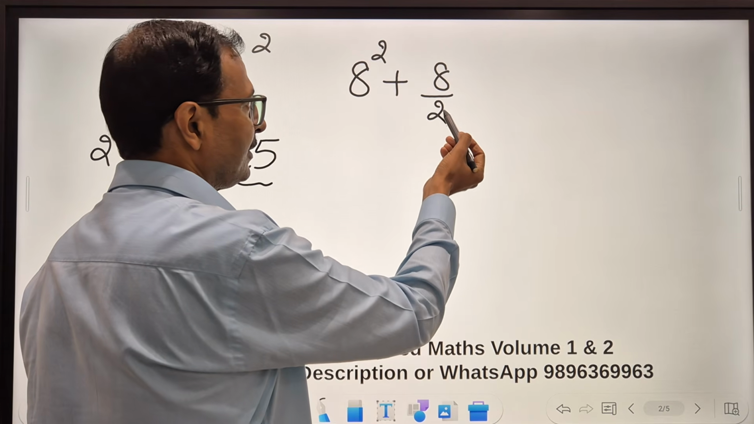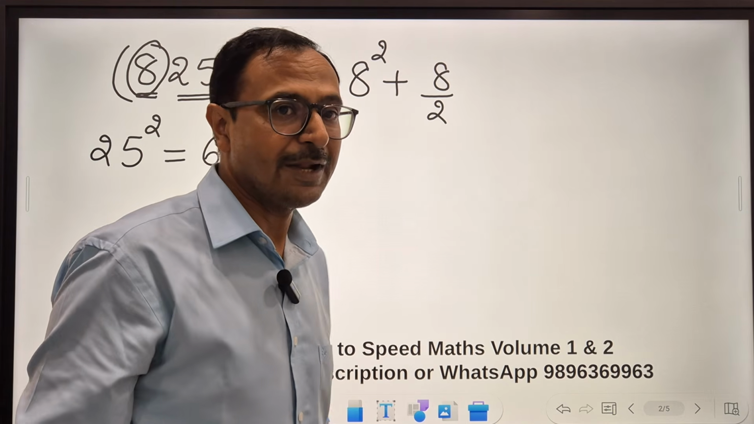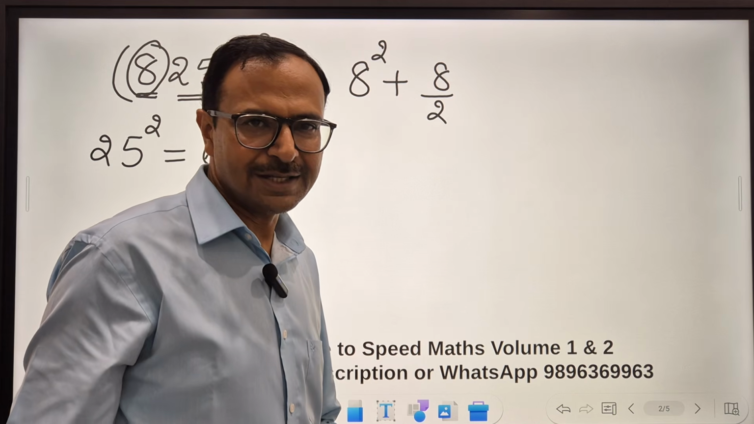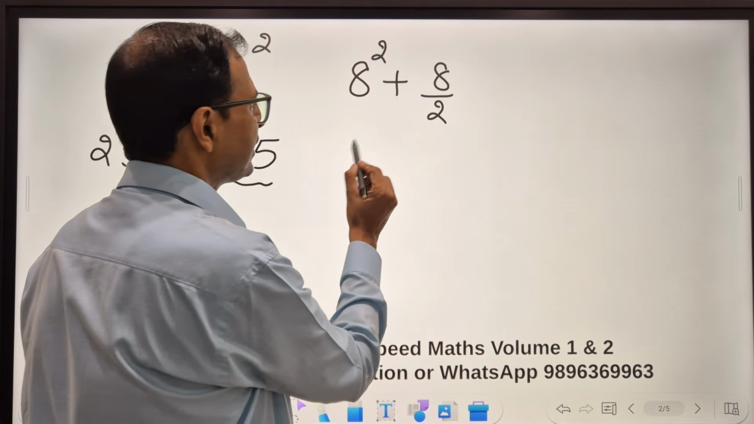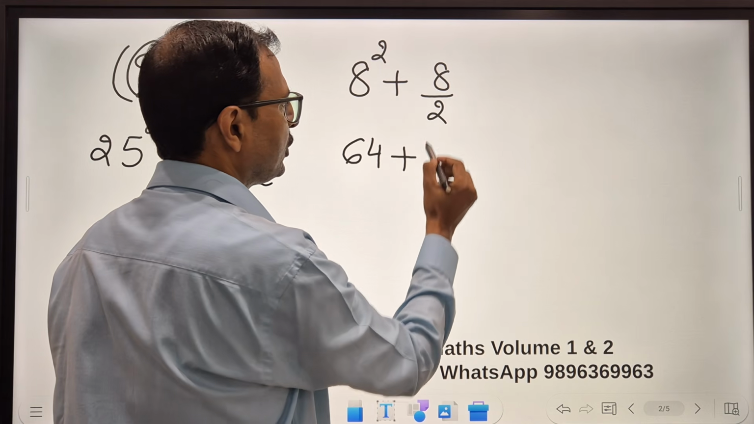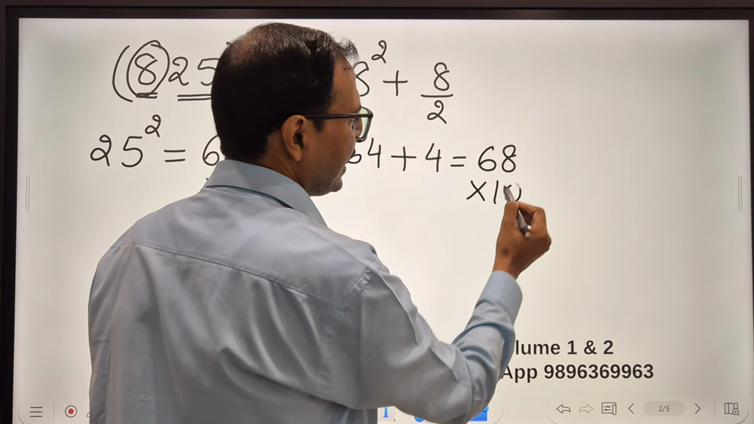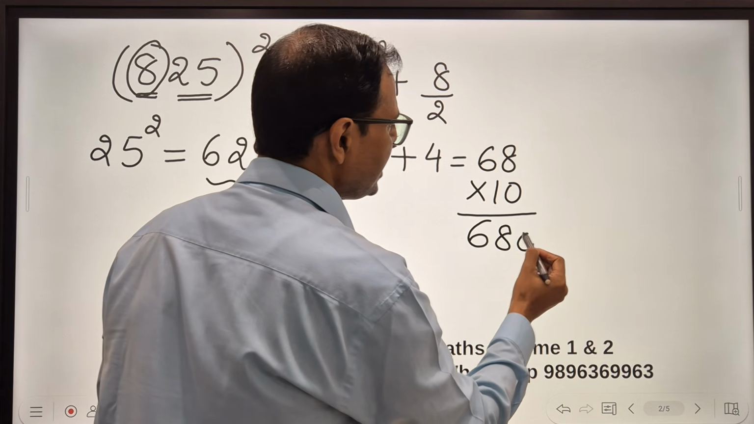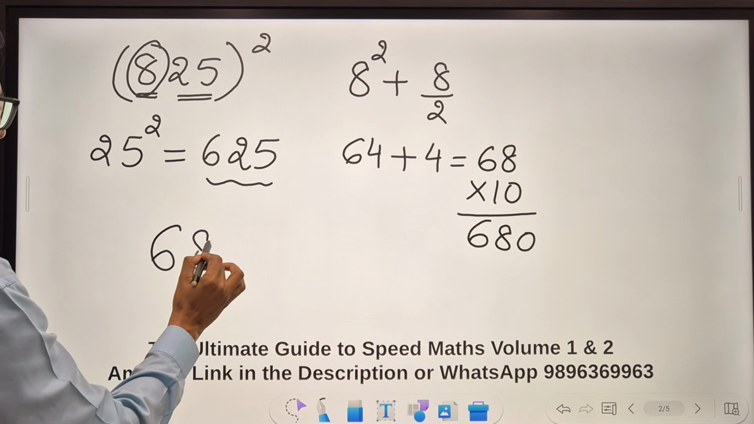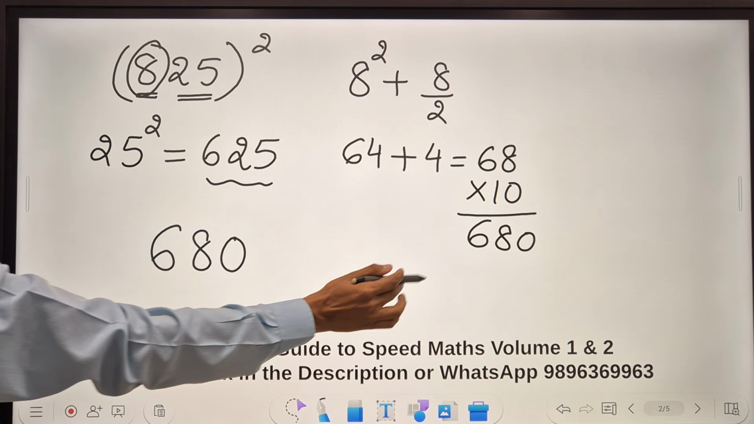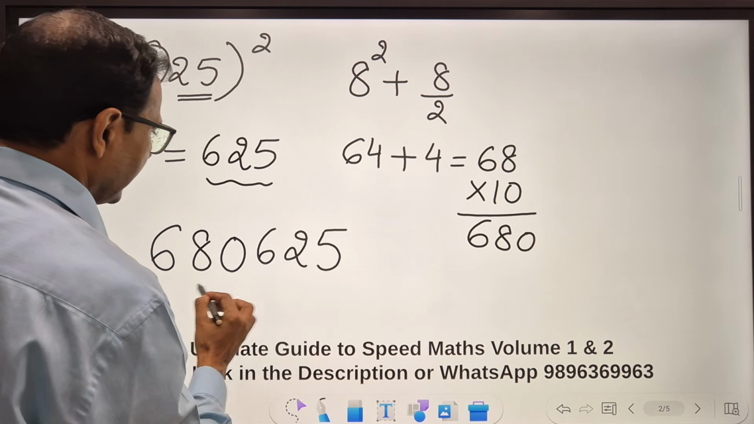Now so many questions will arise in the mind. If we are taking half, here it is 4, that is all right, but if we get a decimal number, what will happen? You will see nothing different. You can still apply the method and get the answer. So 8 square is 64 plus 8 upon 2 is 4. So you get 68, and you need to multiply this result by 10 to get 680, which is the first part of the answer, followed by 625, which is to be suffixed with this to get the final answer.